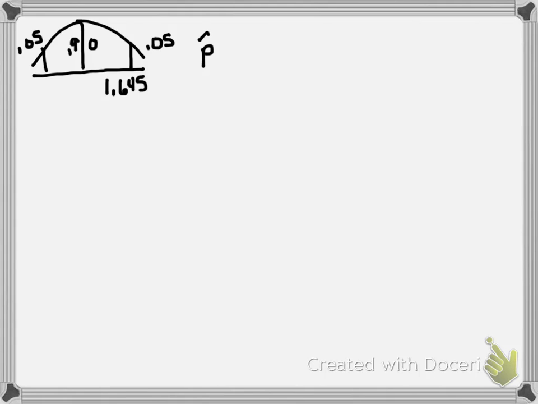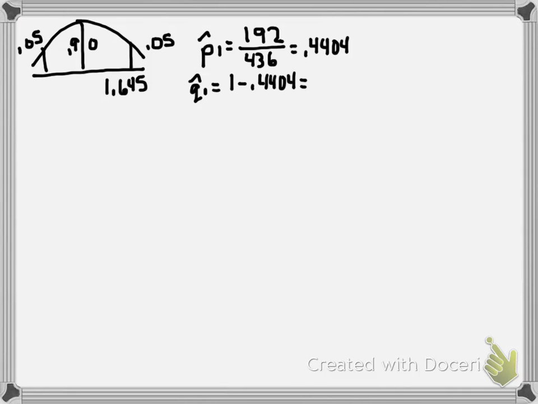Now, p hat 1 would be the number of successes for the first sample, which is 192, over the sample size, which is 436. Rounding to 4 decimal places is 0.4404. Now q hat 1 is 1 minus that number, or 0.5596.